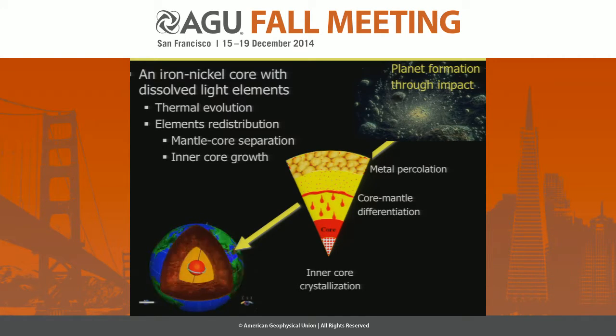the observations. Certainly the interior differentiation process is very important, starting from low pressure metal percolation to core-mantle differentiation, to ultimately inner core crystallization. All those relate to thermal evolution as well as element redistribution through metal-silicate separation, as well as the inner core growth.